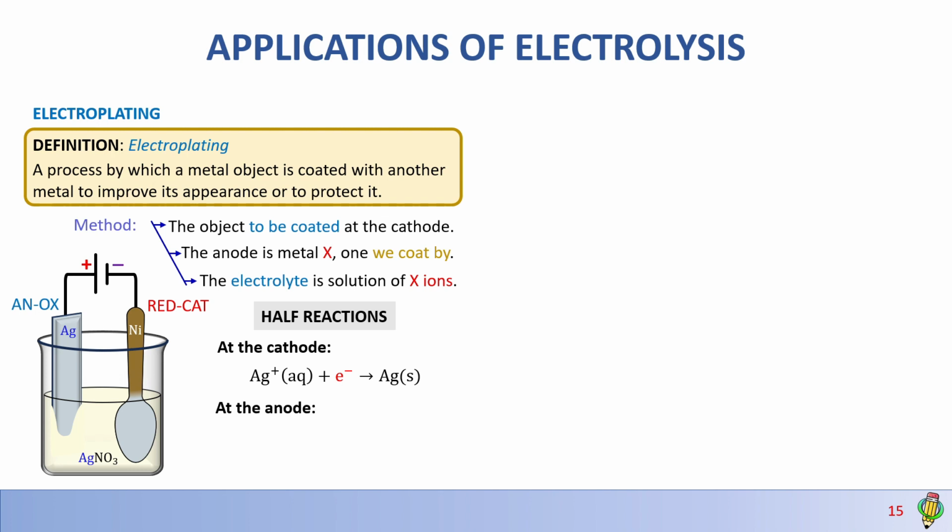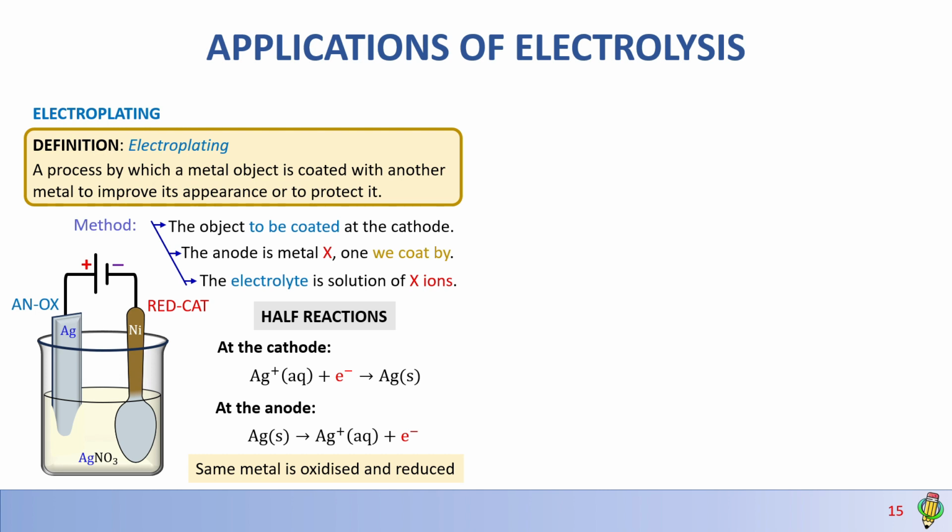At the anode, we can see silver is losing its mass because it is becoming Ag+, which drops into solution, thereby releasing one electron. So what we see here is that the same metal is oxidized and the same metal is reduced.